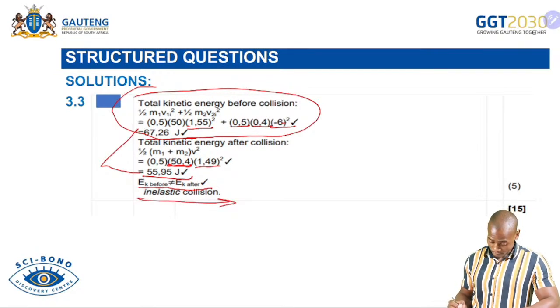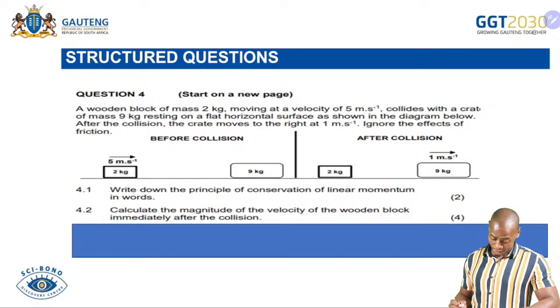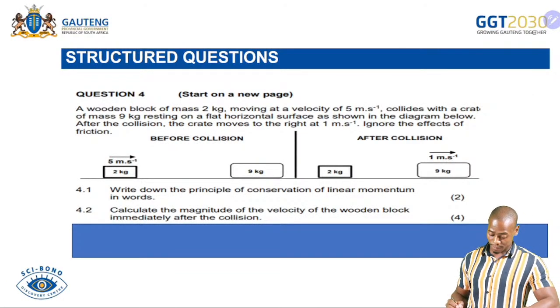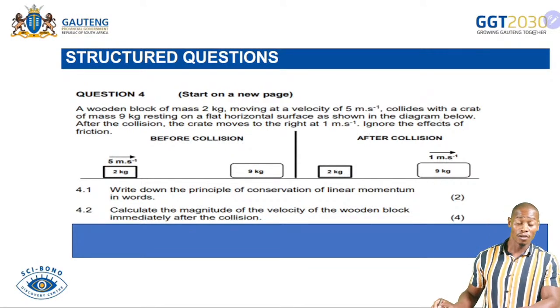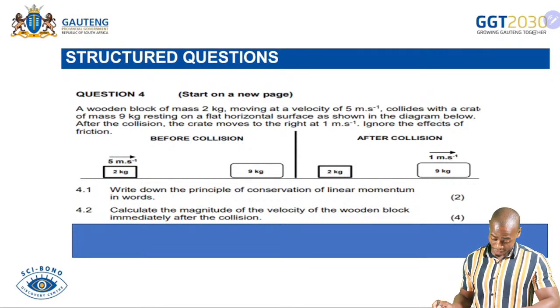Okay, all right. So let's check this one. A wooden block of mass 2 kilograms moving at a velocity of 5 meters per second collides with a crate of mass 9 kilograms resting on a flat horizontal surface as shown in the diagram below. Then after collision, the crate moves to the right at 1 meter per second. Ignore the effects of friction. One, let's choose direction.